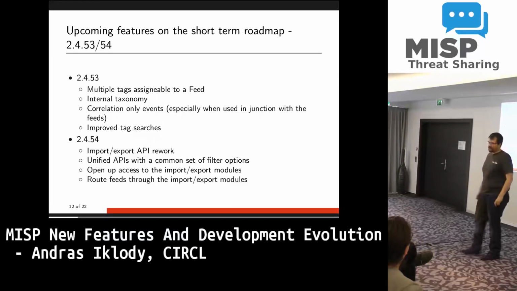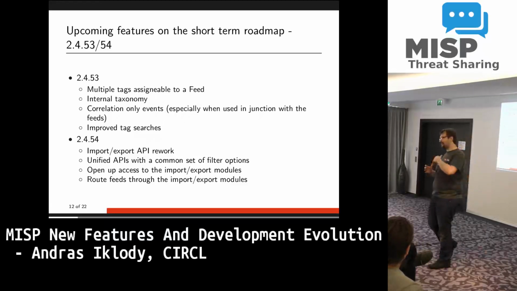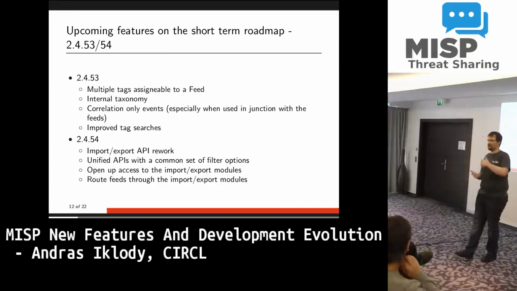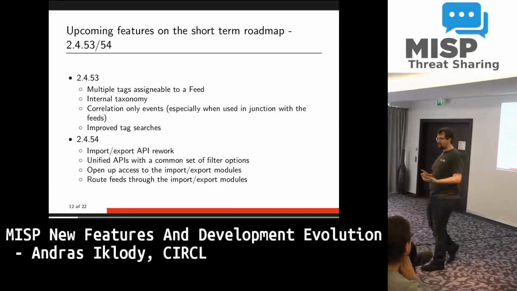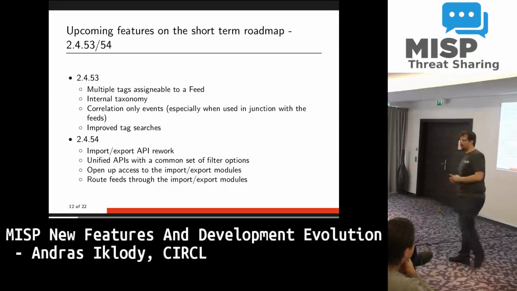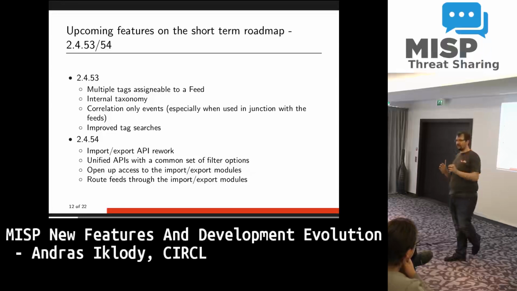We also are working on an internal taxonomy for MISP. That means that these will be tags that all carry code with them. So that means that each one of those tags MISP will have to handle differently than the normal tag. An example for this is that we want to create correlation-only events. So that would be a tag, a reserved namespace that you cannot touch as a user.